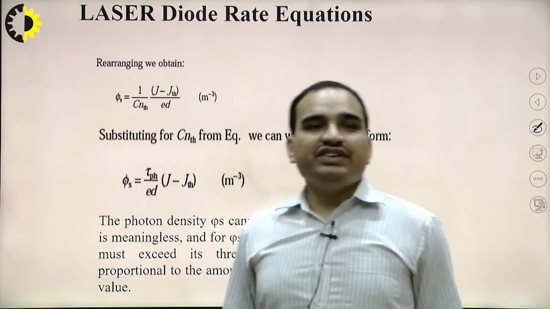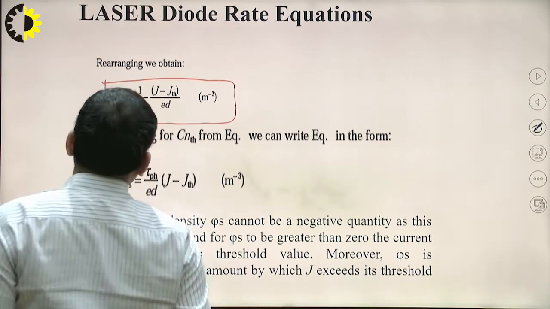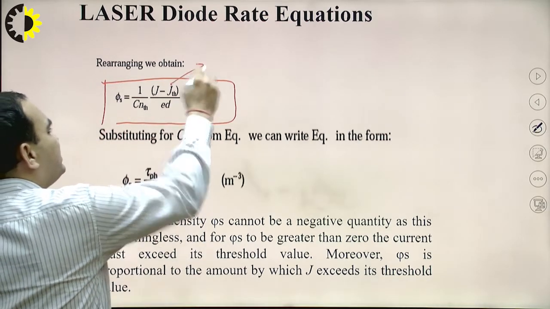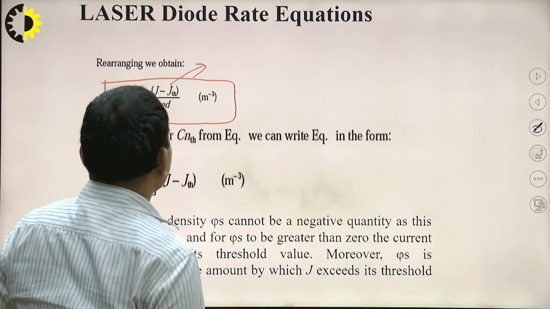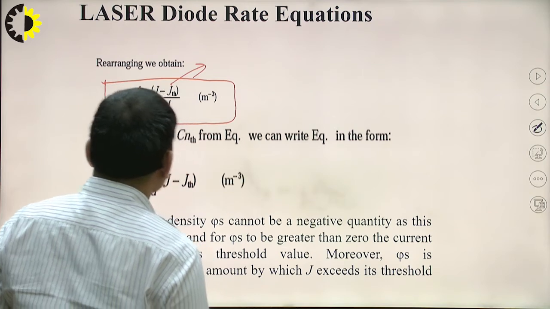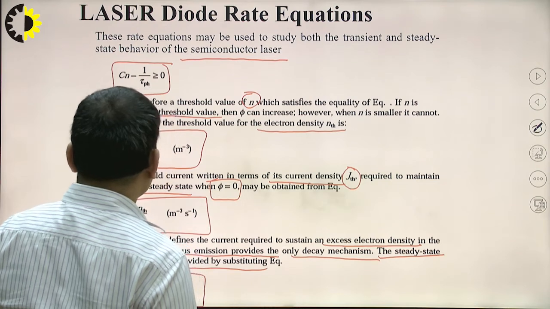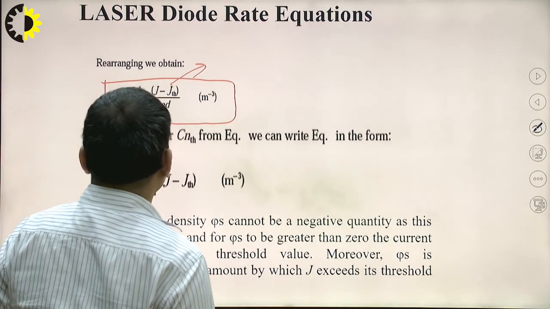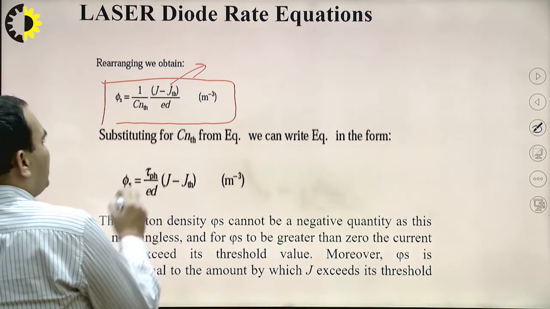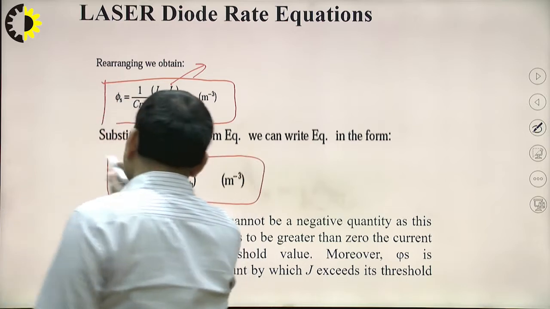So by rearranging the terms we obtain the photon density, that is phi s, equals 1 by C N TH, J minus JTH, where J is the current density, by Ed, per cubic meter. So substituting the C N TH in this equation, C N TH is given by 1 by tau pH. So we have phi s equals tau pH by Ed, J minus JTH, per cubic meter.